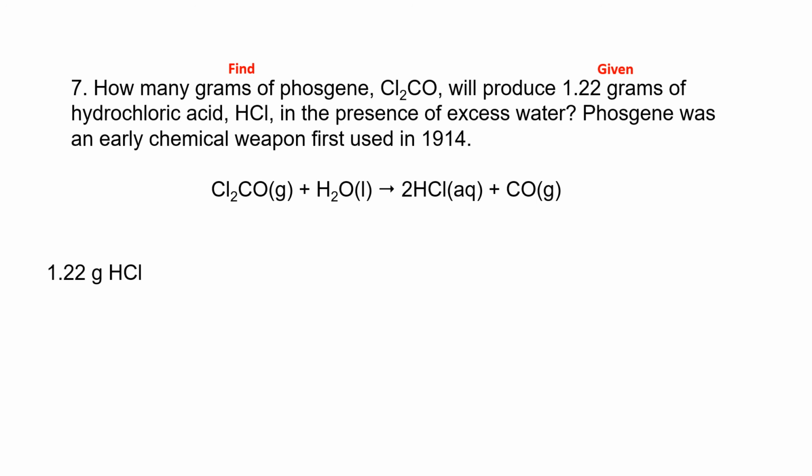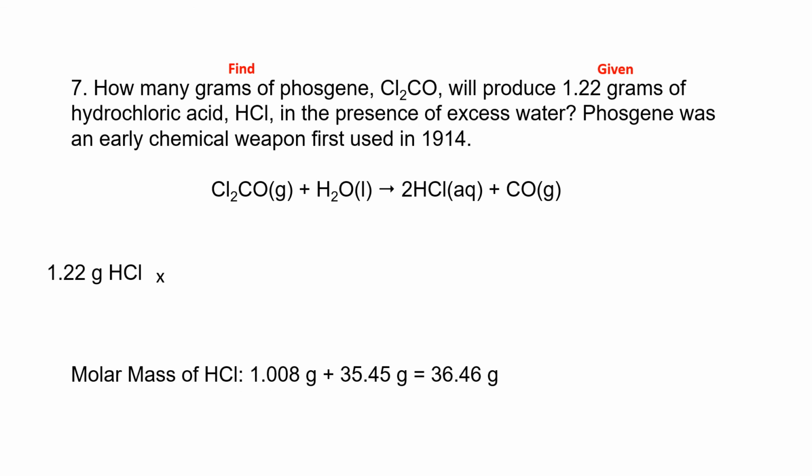The next step, we want grams of HCl to be in the denominator. We want moles of HCl to be in the numerator. So we're going to need to use molar mass to get from grams to moles. So on the periodic table, the molar mass of HCl comes out to be 36.46 grams in 1 mole. So grams of HCl cancel, and we're at moles of HCl.